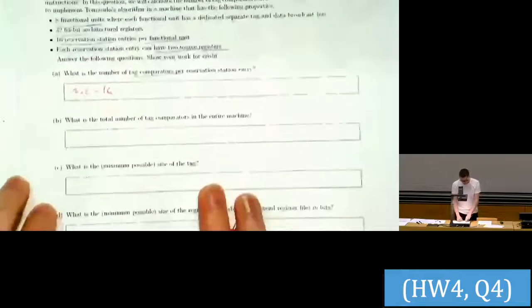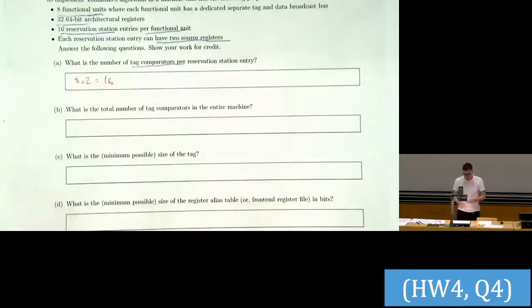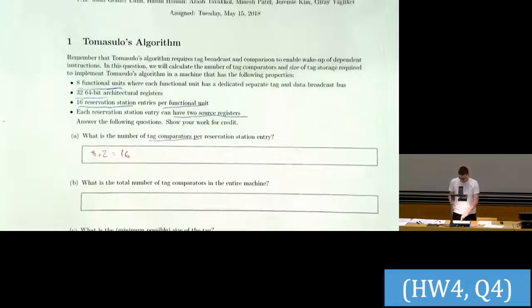And then the second question, B, is what's the total number of tag comparators in the entire machine? This is kind of tricky, because if you just think about reservation station entries, you may not take into account the RAT, register alias table, right? Because it should also have some comparators, because when you calculate the result, you don't need to only update the reservation station entries, but also the register alias table, which is not shown here.